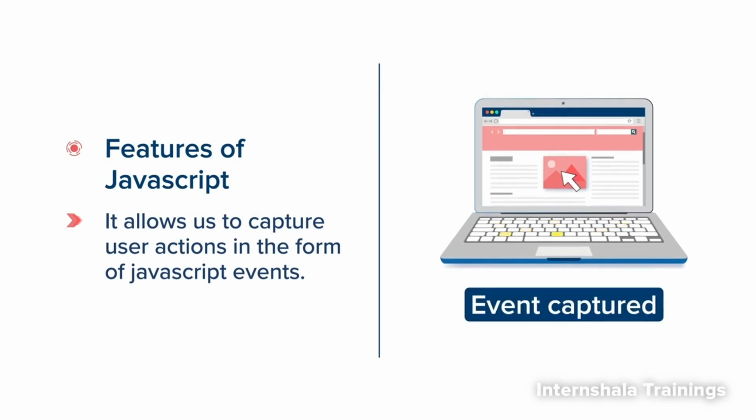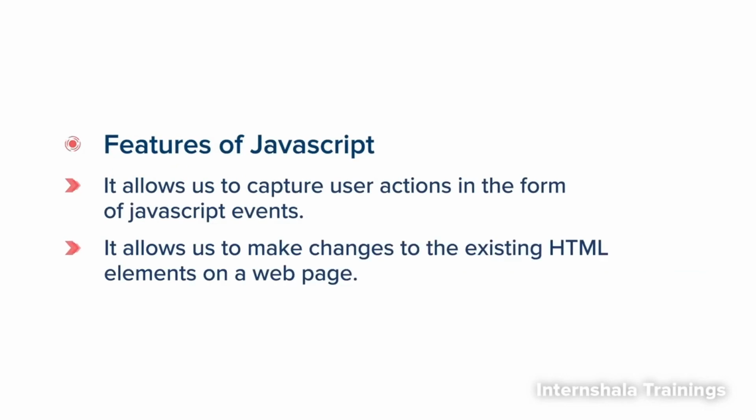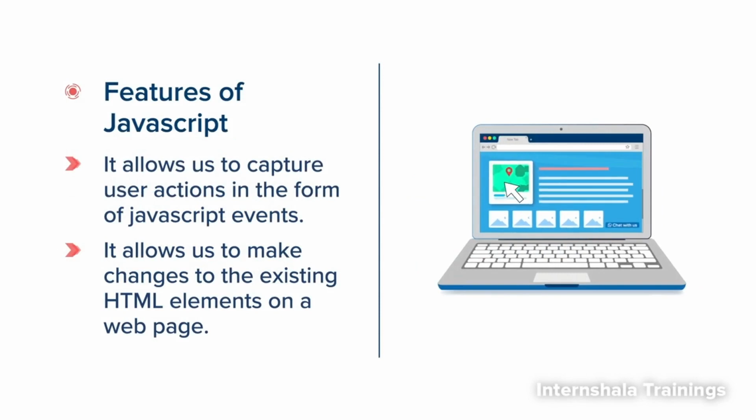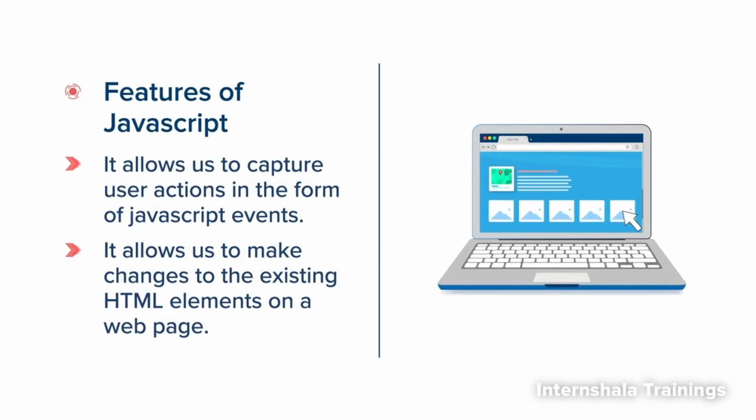For example, when we view a website and click or hover or press any key on the keyboard, JavaScript can capture this interaction. Second, using JavaScript, we can make changes to the existing HTML elements of a web page even after they have been rendered by the browser. These changes happen because of some user interaction like click, hover, or pressing any key on the keyboard. Therefore, it gives JavaScript the power to create highly interactive web pages. That is, when a user does something, changes happen on the screen.